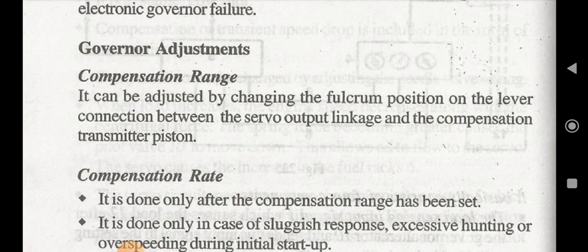Okay, for the governor adjustment certain terms are there. Compensation range is one of the terms. So what is compensation range? It is a particular range. This can be adjusted by changing the fulcrum position of the lever connection between the servo output linkage and compensation transmitter piston.